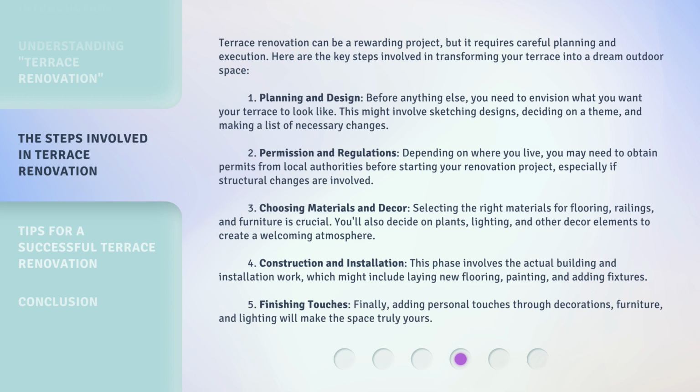2. Permission and regulations. Depending on where you live, you may need to obtain permits from local authorities before starting your renovation project, especially if structural changes are involved. 3. Choosing materials and decor. Selecting the right materials for flooring, railings, and furniture is crucial. You'll also decide on plants, lighting, and other decor elements to create a welcoming atmosphere.